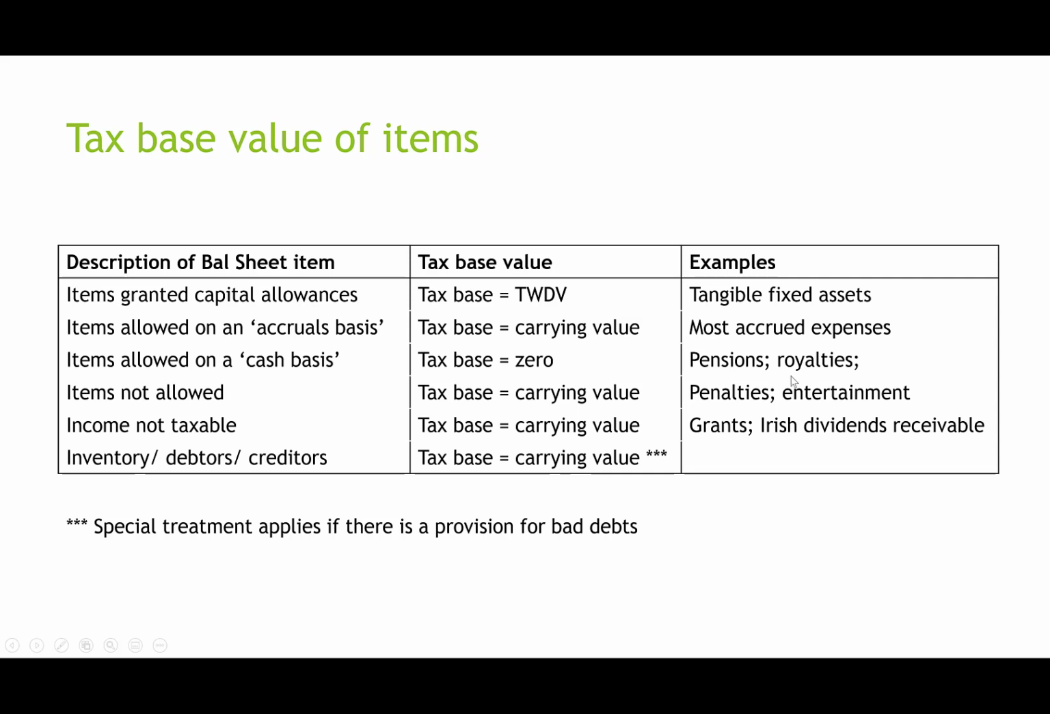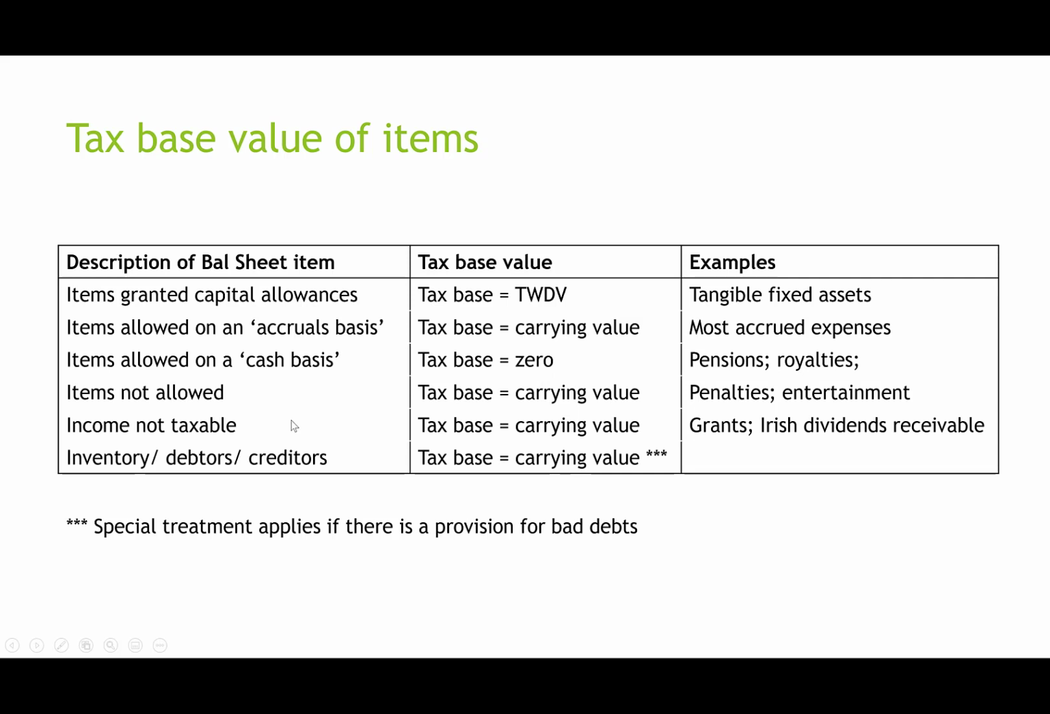computation. Royalties are fully added back in a case 1 computation, but the amount paid is deducted in the tax return. So again, just note that phrase, the amount paid is deducted. That tells me that the royalties are allowed on a cash basis or a payments basis. Such items, the tax base is 0. Okay, so cash basis, 0. Accruals basis matches carrying value.